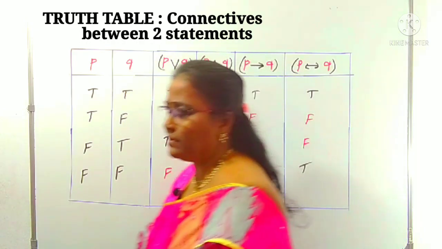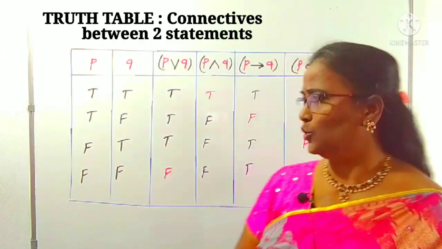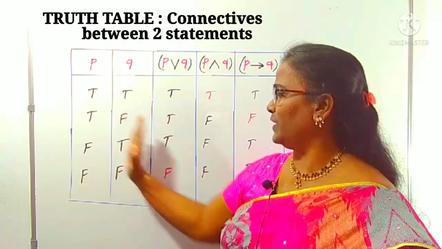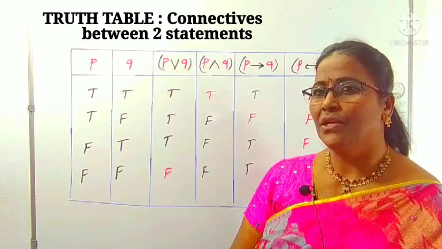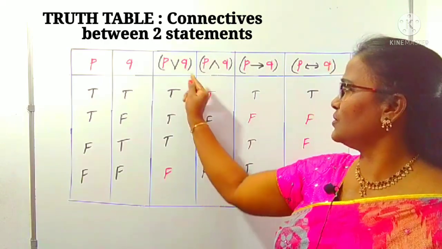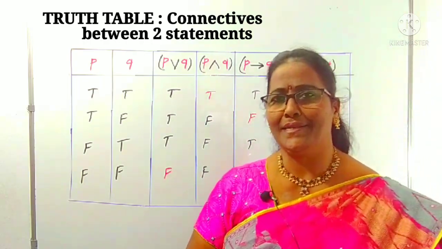Maybe three statements are there, like P, Q, R, then there are a total of 8 possible truth values. Here there are 4 truth values only in the case of two statements. First we have to know about the connectors between two statements, using OR, AND, if-then, and if and only if. Is it clear?